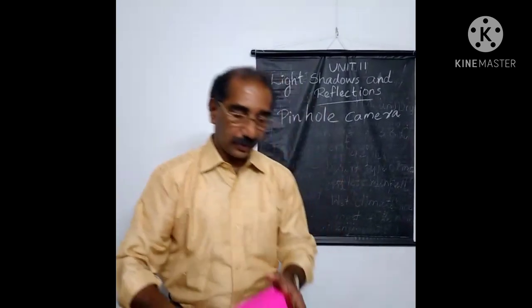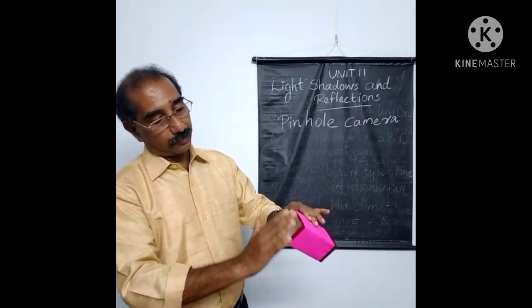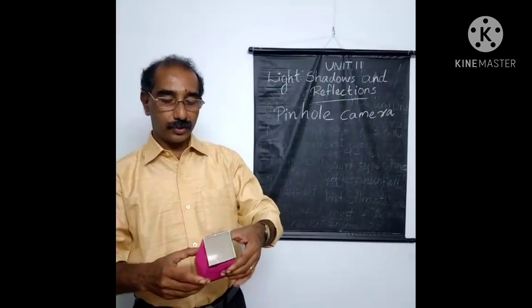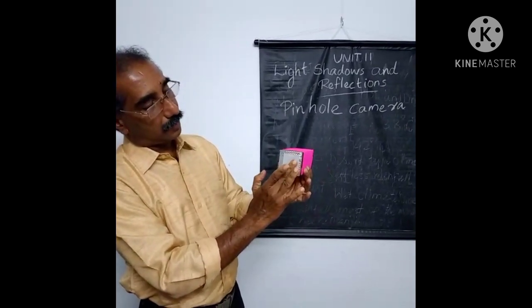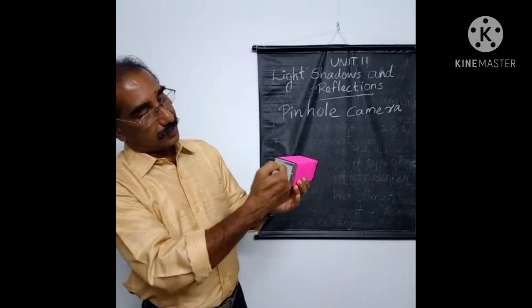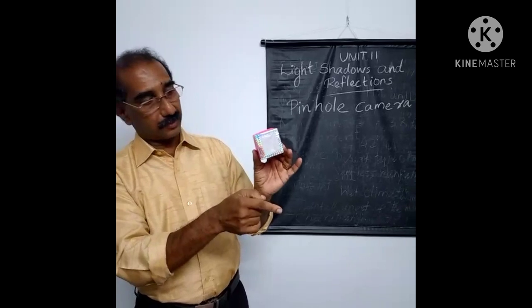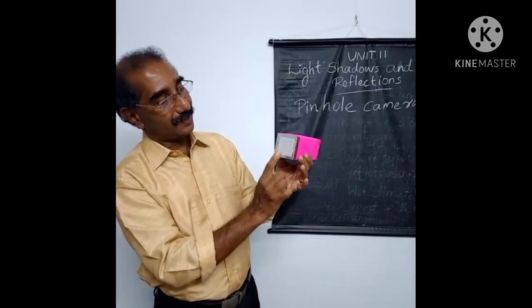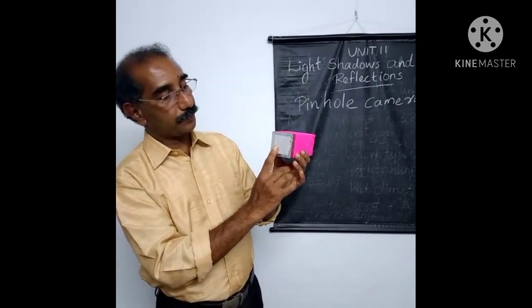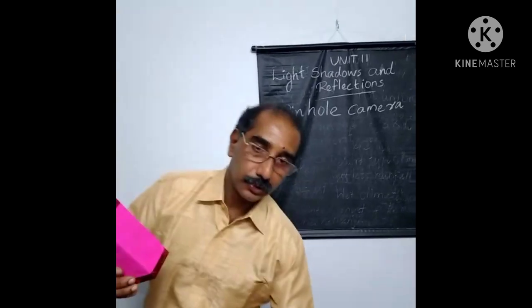Now the second box, the inner box. Here also the cover is removed, the top is removed, and on the other side you make a cutout on the cover. Then inside you paste butter paper. Just some time back I showed you one butter paper. A small piece is pasted. As you know, this is translucent. These are the two major parts of a pinhole camera.